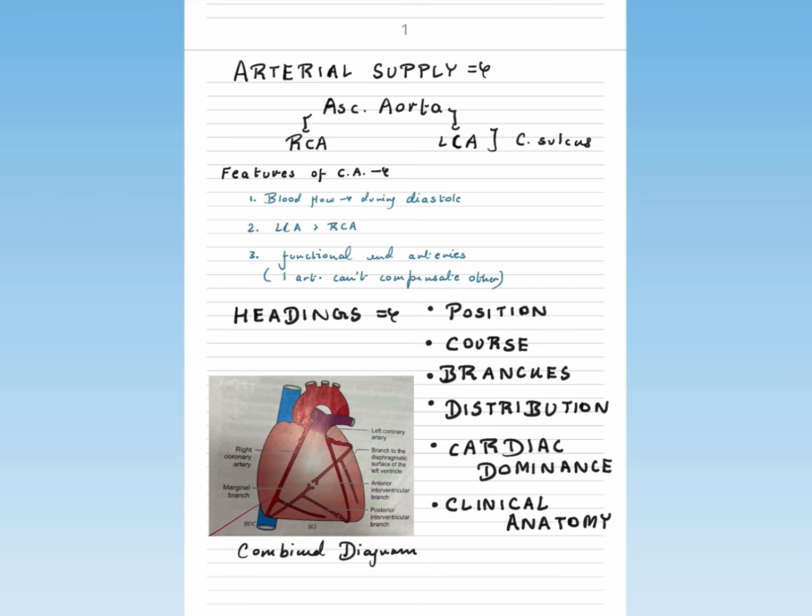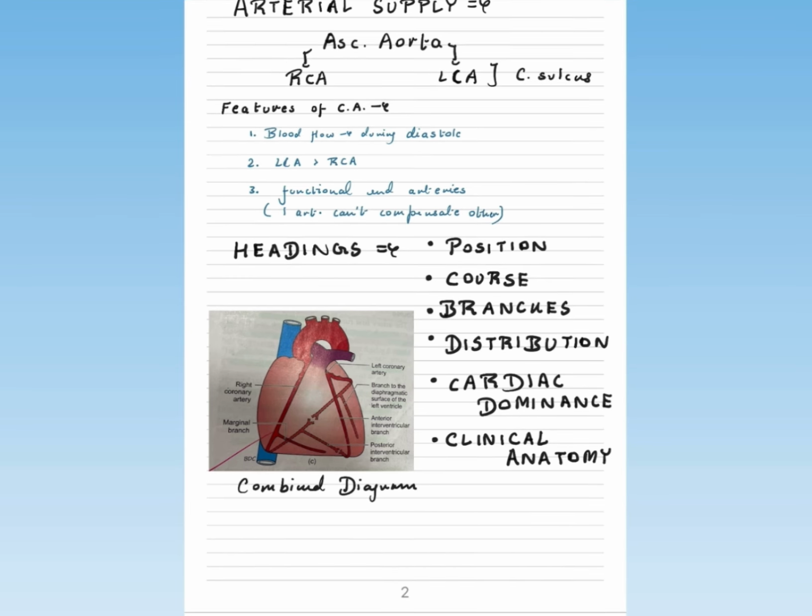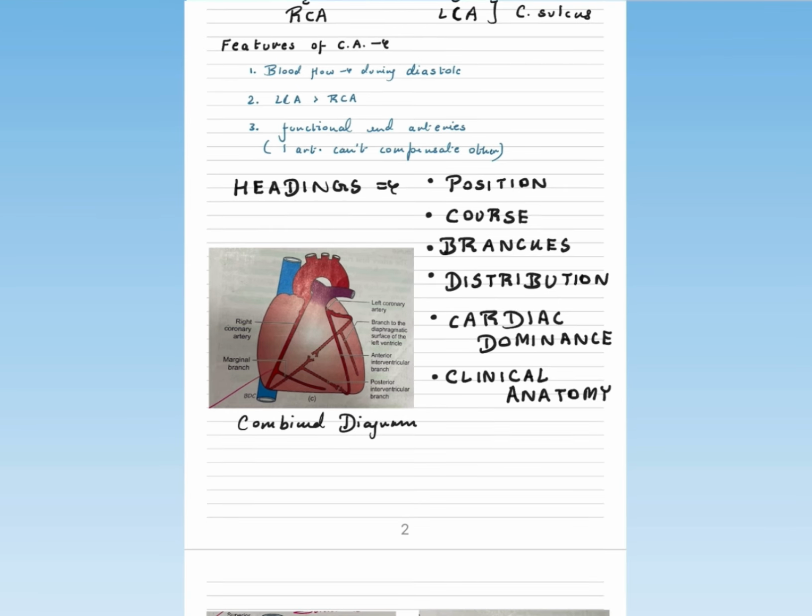Then what are the features specific to the coronary arteries? First of all, the heart supplies itself during diastole. That means the heart supplies the blood to the body during systole, but to itself it supplies during diastole, that is when the heart relaxes. Second thing is that the left coronary artery is always bigger than the right coronary artery and supplies more area. Then these coronary arteries are functional end arteries. That means if one gets thrombosed, then the other artery cannot compensate.